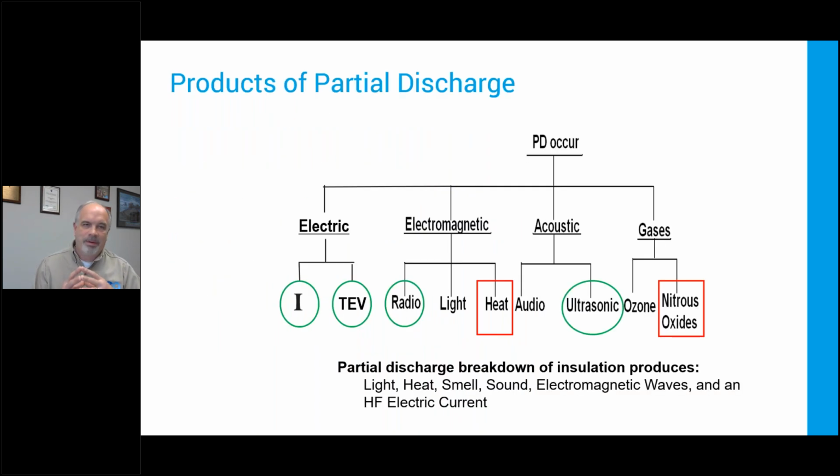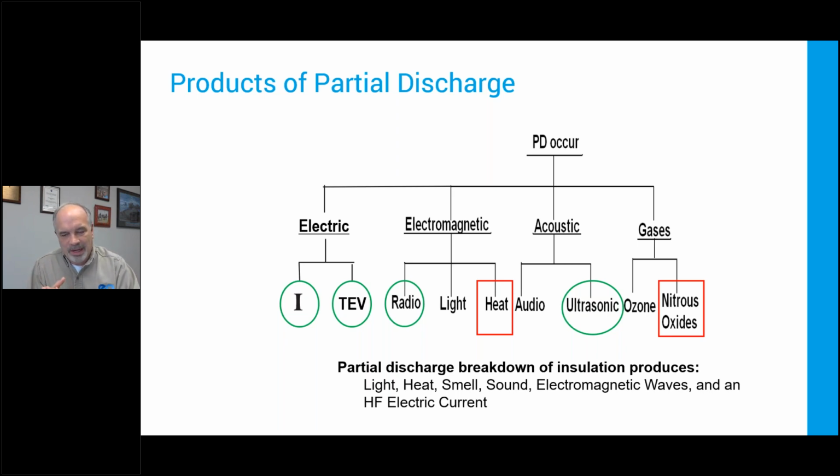So there's a lot of things that happen when you have partial discharge, and I want to talk about these. I'm going to talk about them in random order, but you've got electric effects, you've got electromagnetic effects, acoustic, which is sound waves traveling through air or through solids, but they're sound waves, not radio waves. Electromagnetic is radio waves, acoustic is sound waves. And then we also have gases.